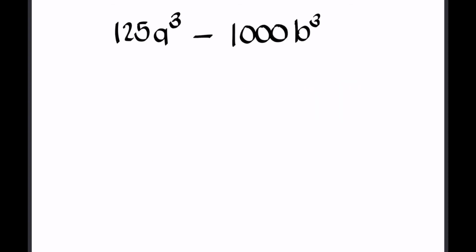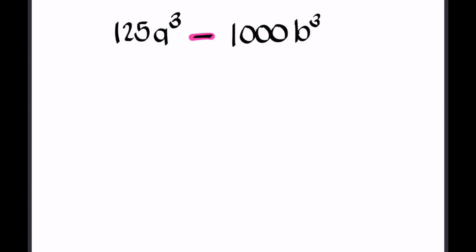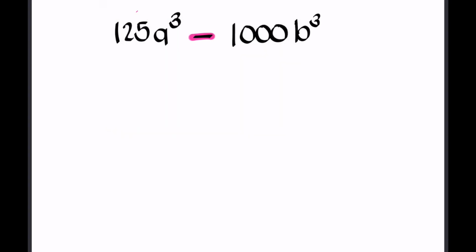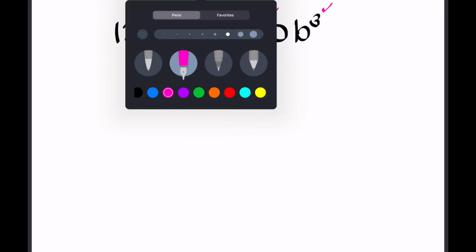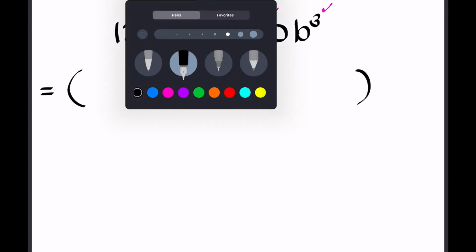If I have 125a cubed minus 1000b cubed, I have the difference of two cubes. I need to check that they're cubes. 125 is a cube, a cubed is a cube, 1000 and b cubed. So I'm good to go. So to factorize this, I'm going to have two brackets. One will be a binomial and one will be a trinomial.